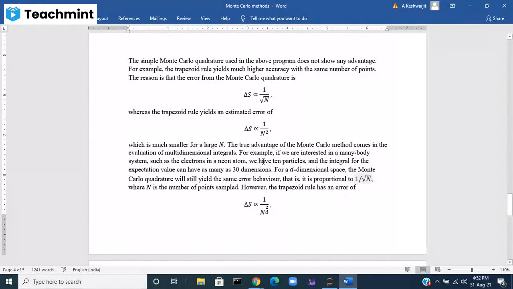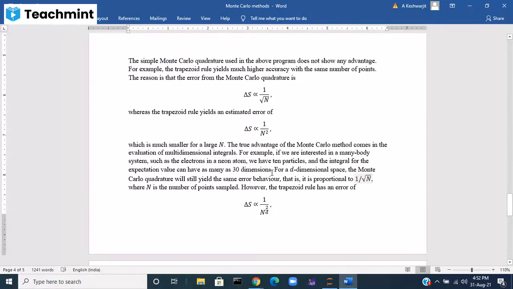So if you want to study the 10 electrons in the neon atom, and if you want to perform some integration, the integral for the expectation value can have as many as 30 dimensions. Why 30 dimensions? Because we have 10 electrons and each of these electrons is independent, and each has 3 degrees of freedom: they can move in the x direction, y direction, or z direction.